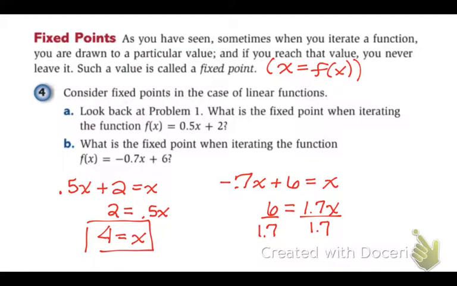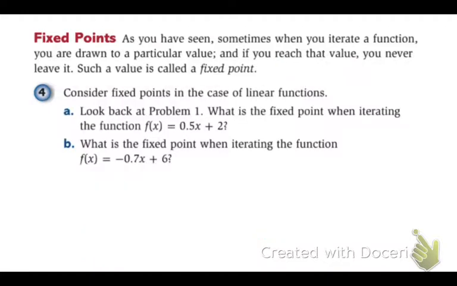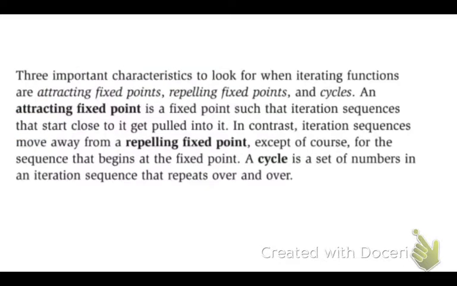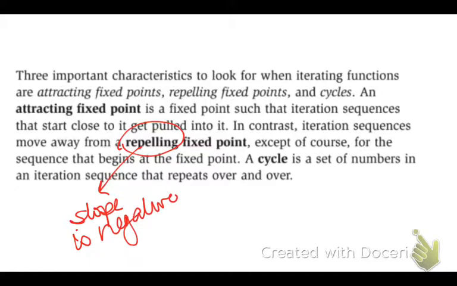We have some other patterns. We have cobwebs, so we can still have an attracting fixed point, but the pattern is not a stair step. It looks like kind of a spiral moving towards the center. We have repelling fixed points, which means that you're moving away from the value when you're iterating. Repelling fixed points are going to occur when your slope is negative in a linear function. Attracting fixed points are going to occur when the slope is positive.